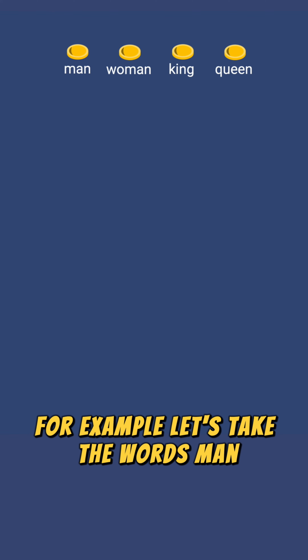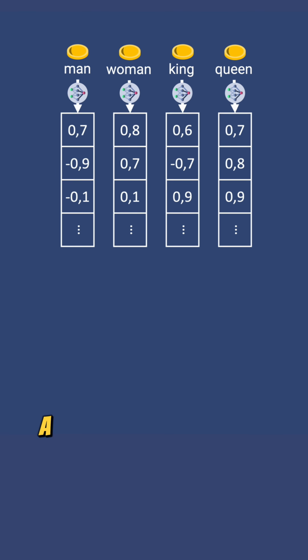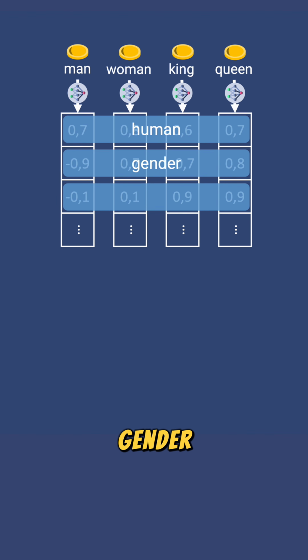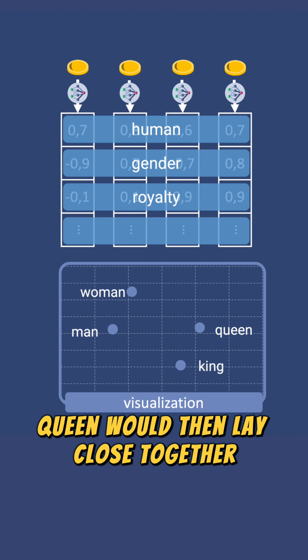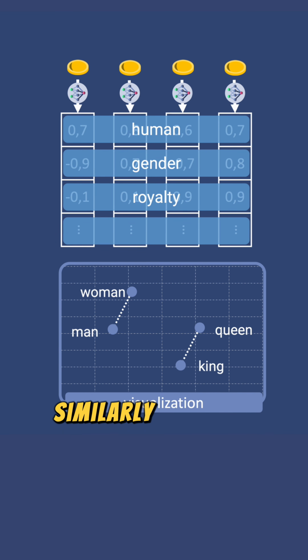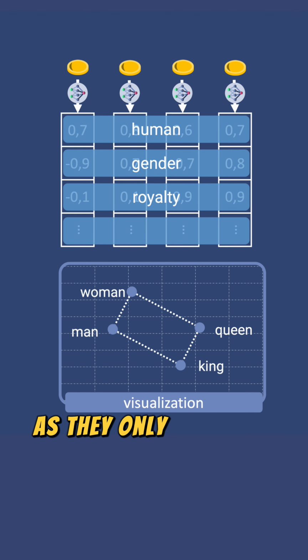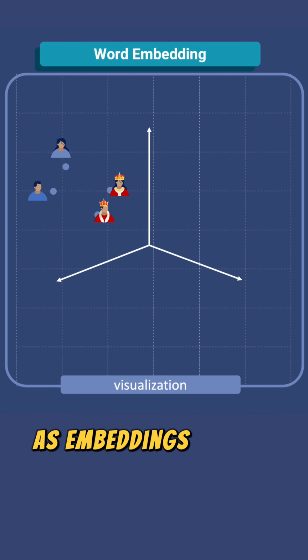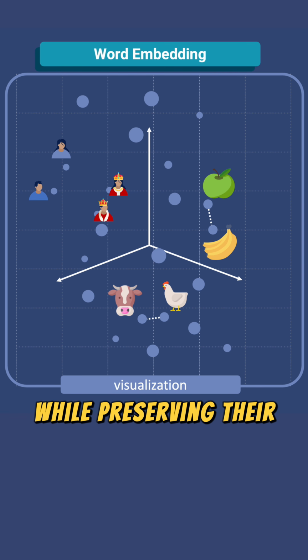For example, let's take the words man, woman, king, and queen. These words have certain relationships to one another, which are ideally preserved in our embeddings. A possible structure for our embeddings or vector representation might include dimensions like human, gender, and royalty. And the embedded words king and queen would then lie close together because they are both human and royal. Similarly, man and woman would also be close, but man and queen would be farther apart as they only share the human dimension. But you could also embed any other word which is represented as tokens, as embeddings usually span hundreds of dimensions to capture a wide variety of words while preserving their semantic relationships.